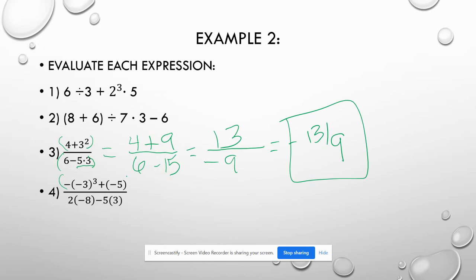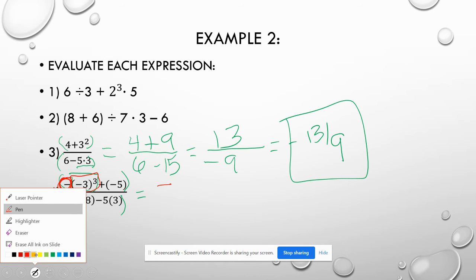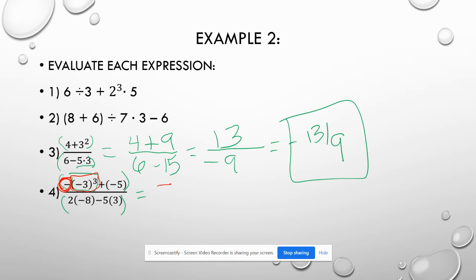Number 4, again, we have kind of invisible grouping symbols on the top and the bottom. We start on the inside of -3 cubed. It's -3 to the third power, or -3 times -3 times -3. Be very careful because there's a negative here. You can't say, oh, there's a double negative. Nope, it doesn't work that way. You have to start with this and keep that very first negative on the outside. So -3 to the third power is -27.